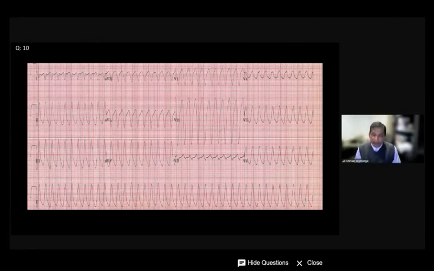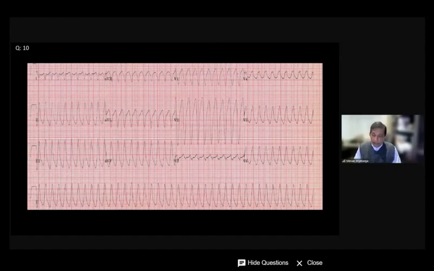Okay, the correct answer. Yeah, I understand you can consider Wolff-Parkinson-White because it's a young man, statistical probability. I don't blame you for that, but we need more information to make a diagnosis. But one third of you thought this could be arrhythmogenic cardiomyopathy. And what are the clues?